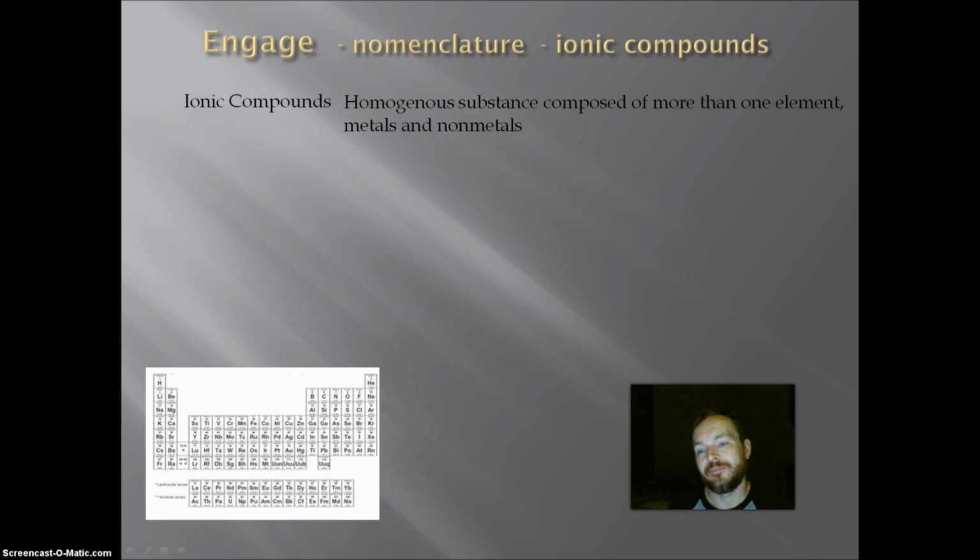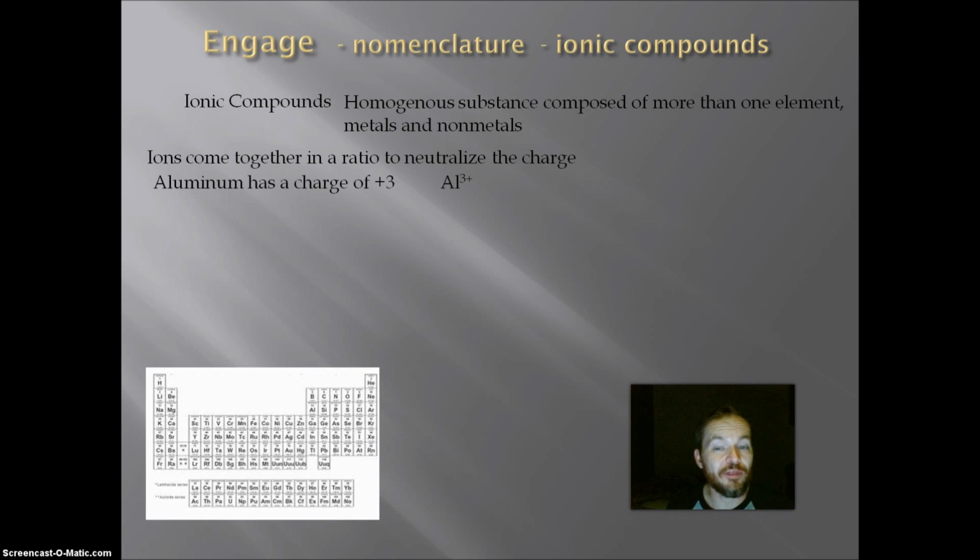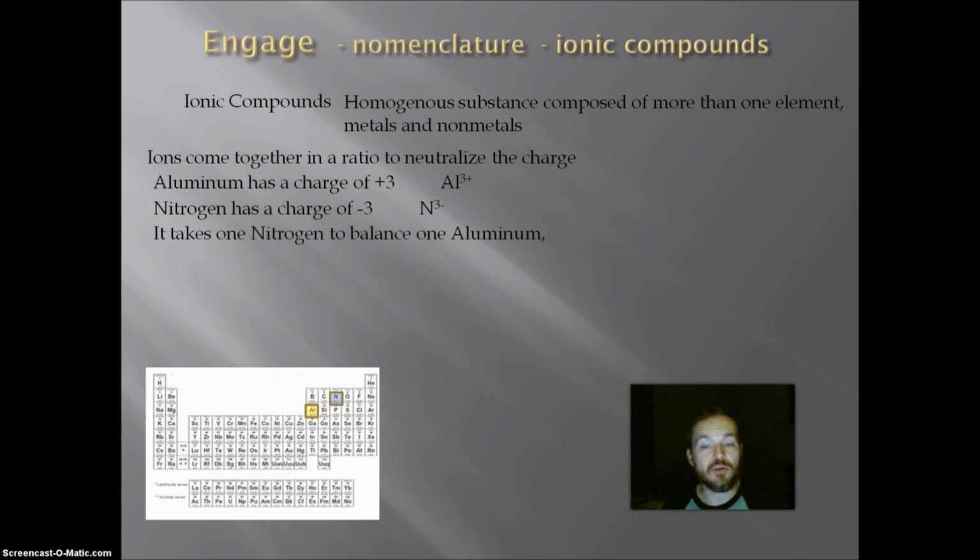Let's do a third one. Ions come together in a ratio to neutralize the charge. Aluminum has a charge of +3, so we're going to deal with aluminum. Nitrogen has a charge of -3 because it's in the nitrogen family. In this case, it takes 1 nitrogen to balance 1 aluminum. The +3 and the -3 cancel, so our formula becomes AlN.